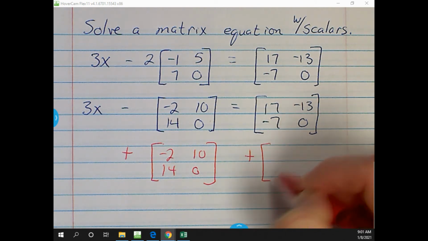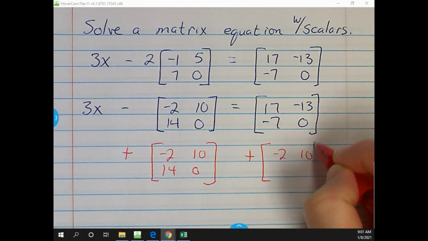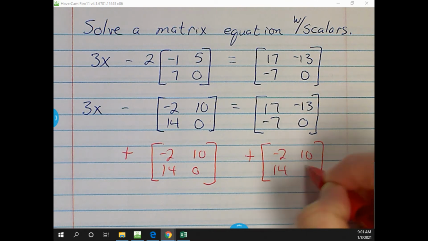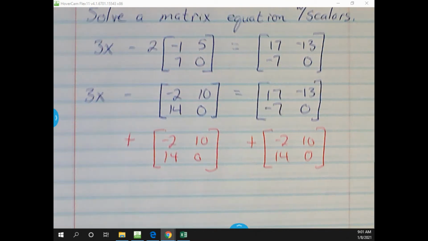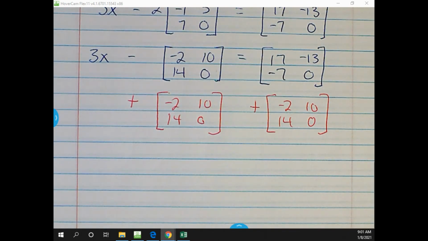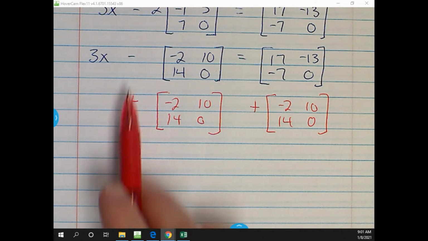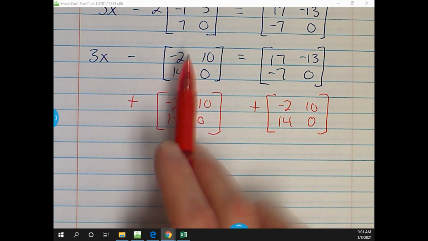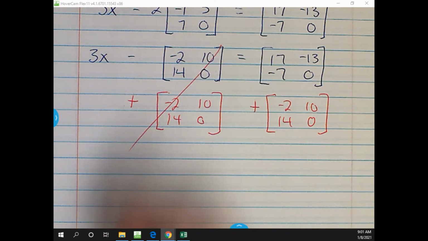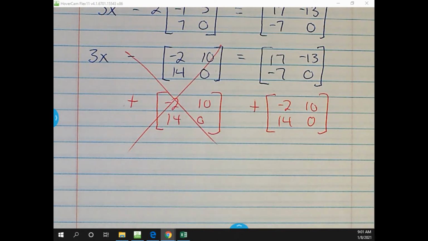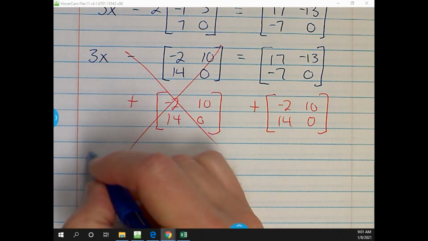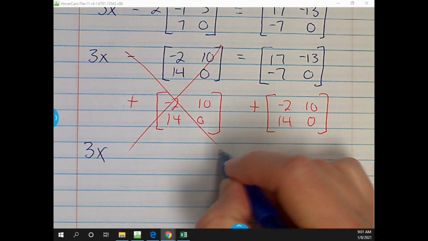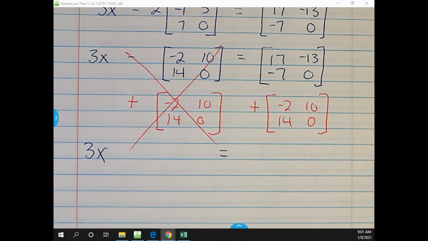So do the same thing here. So -2, 10, 14, 0. Okay, so if you were doing a minus -2, that would be a positive 2. 2 plus a -2 will wind up going 0. So all this over here is going to cancel out. So that'll leave you with 3x equals, and then over here, again, this is where it's a little bit easier.